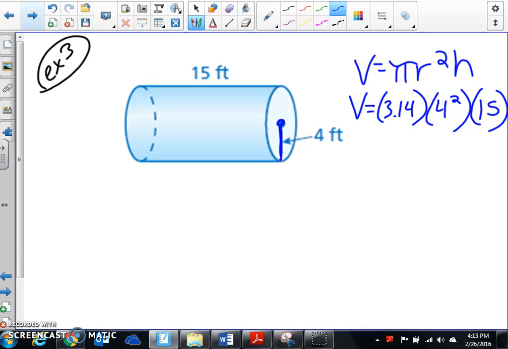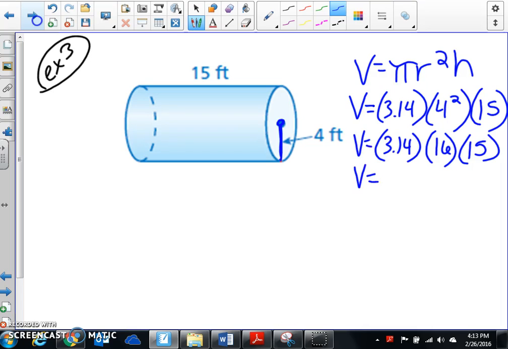All right, so the first thing you do before you start plugging into your calculator is you have to take care of those exponents. So 4 squared is 16. Bring everything else down. And now I can start plugging it into my calculator. So 3.14 times 16 times 15 gives me 753.6 feet cubed.